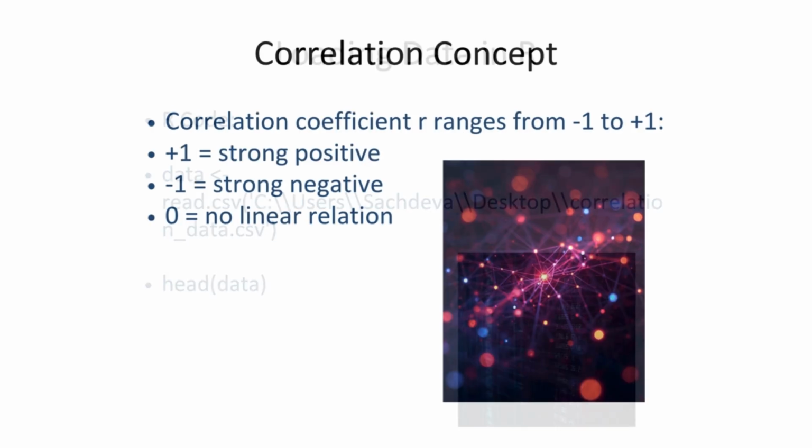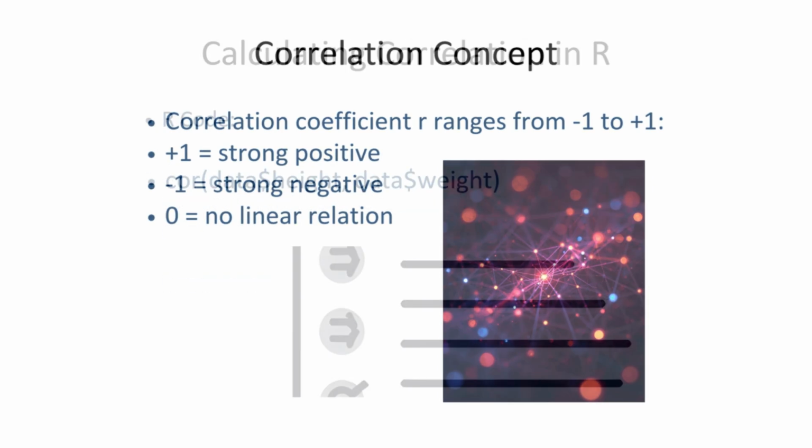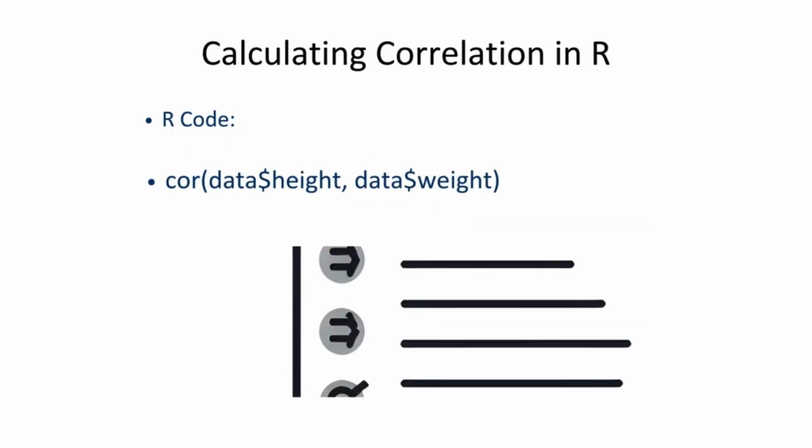The correlation coefficient, usually represented by R, tells us both the direction and strength of a linear relationship. A value near +1 indicates a strong positive relationship, near -1 a strong negative relationship, and near 0 indicates little or no linear relationship. We can calculate the correlation coefficient using the cor function in R. This will show how strongly height and weight are related. A positive value suggests that as height increases, weight also tends to increase.